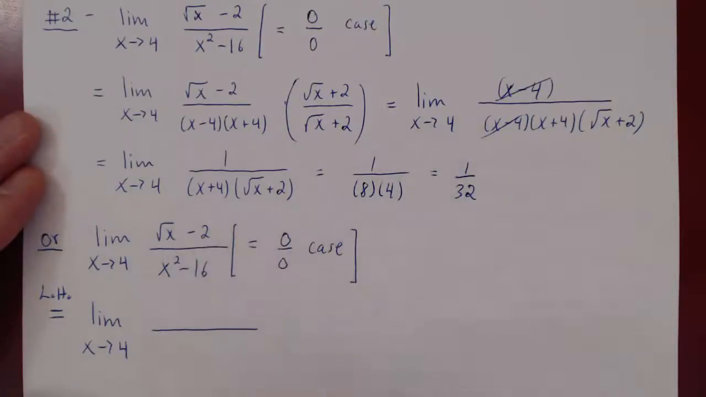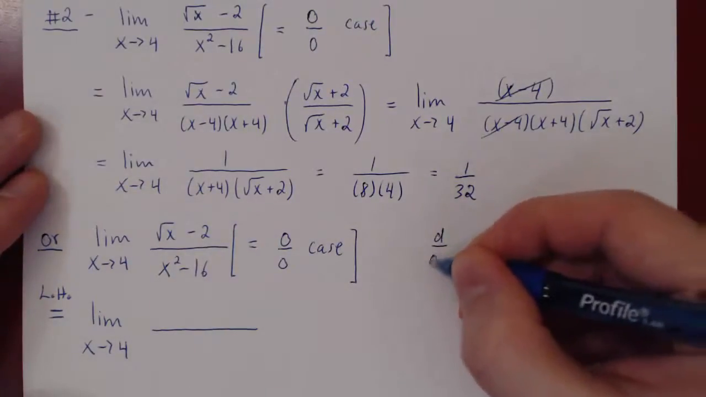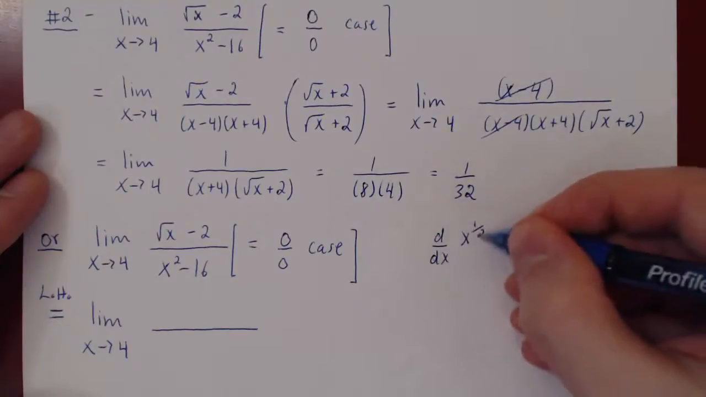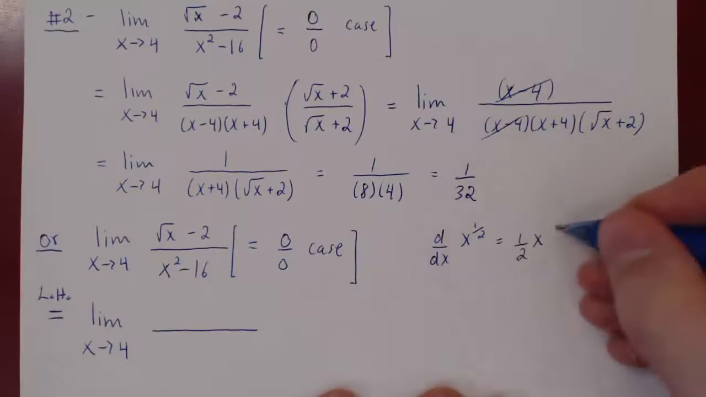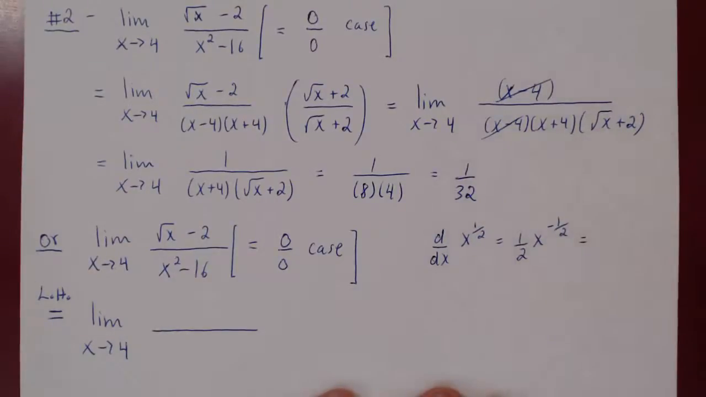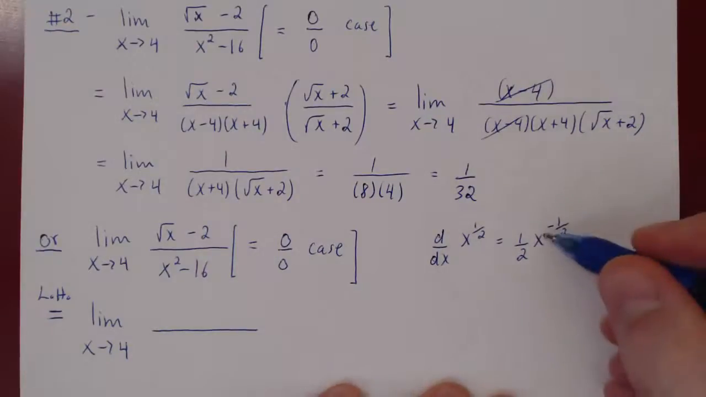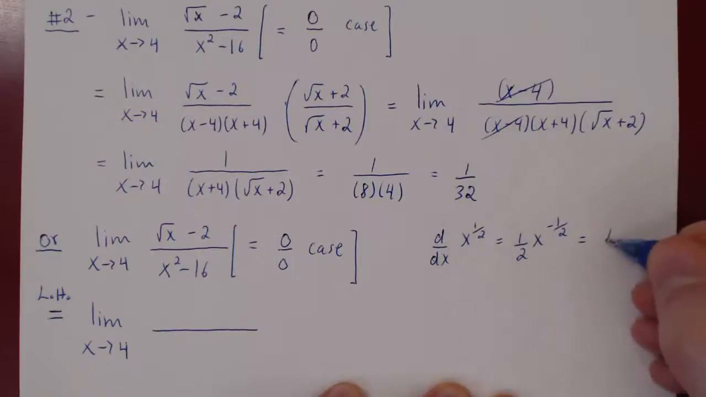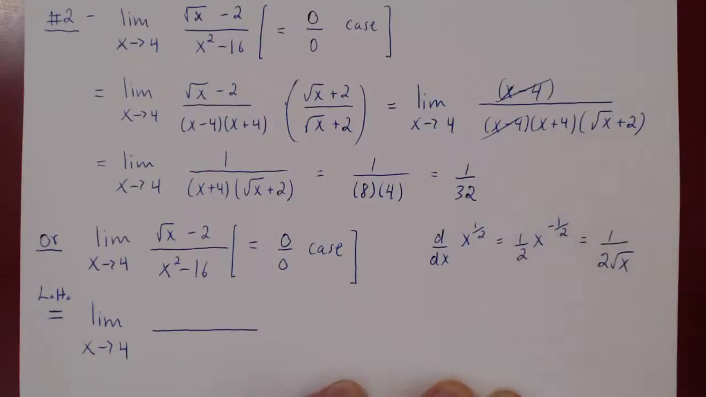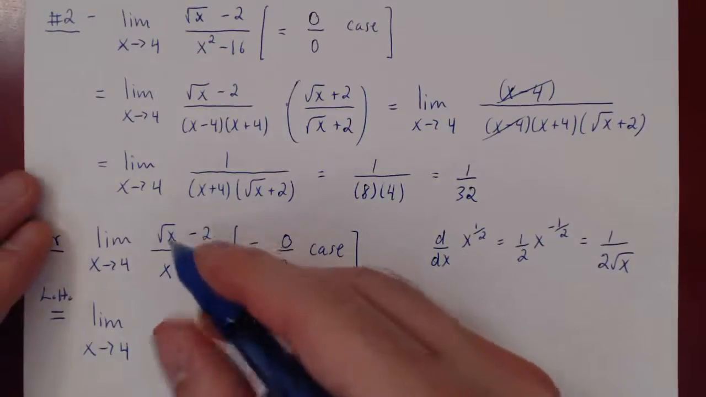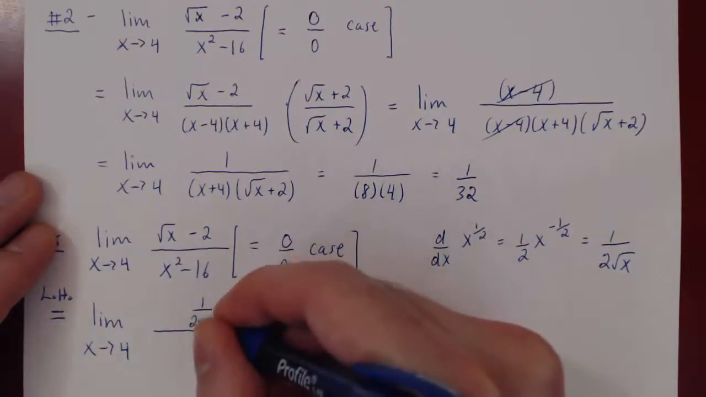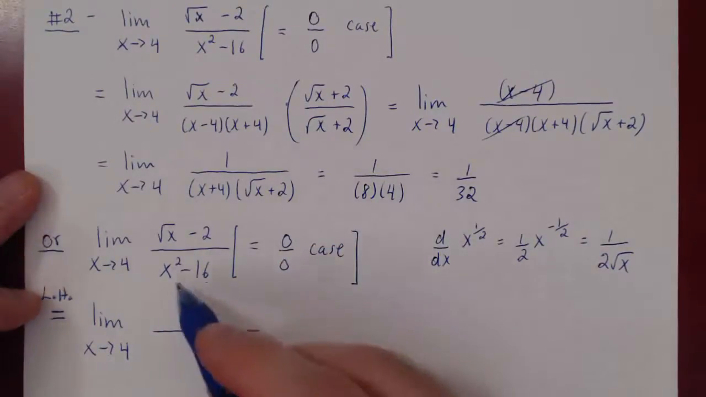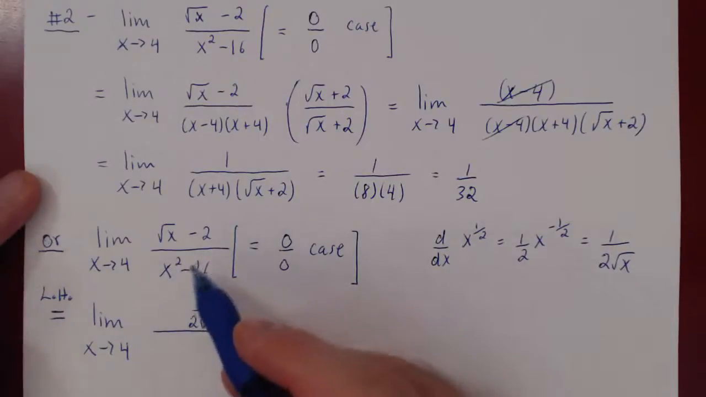Root of x is x to the 1/2, so the derivative of root of x, which is x to the 1/2, by the power rule will be 1/2 x to the 1/2 minus 1, negative 1/2. And if you send the x down, it will be an x to the positive 1/2, but that's just a square root of x. The derivative of root of x is just 1 over 2 root of x. So we have 1 over 2 root of x on top, minus the derivative of 2, which is 0. So we have 1 over 2 root of x, over the derivative of x squared minus 16, which is 2x.